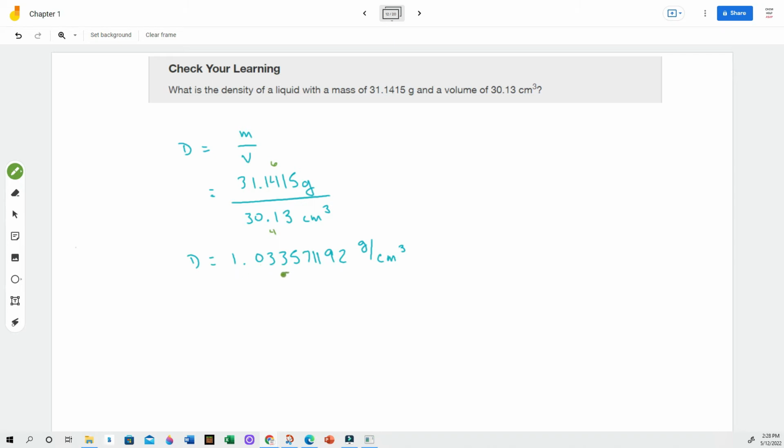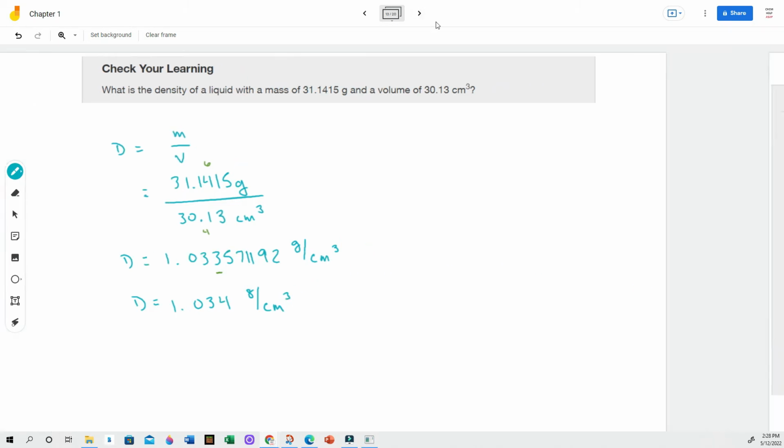I'm going to round at this second 3 here. Now after the 3 is a 5, so I have to use my rules of 5. And after the 5, I have a bunch of digits. I've actually got a 7 here, so I am going to be rounding up. So my final answer for my density is going to be 1.034 grams per centimeter cubed.